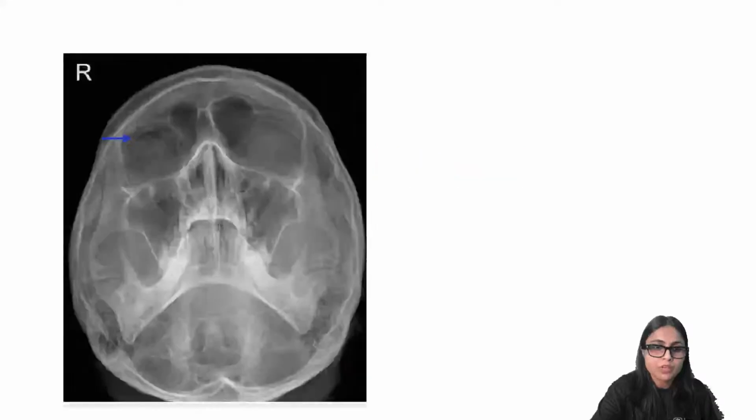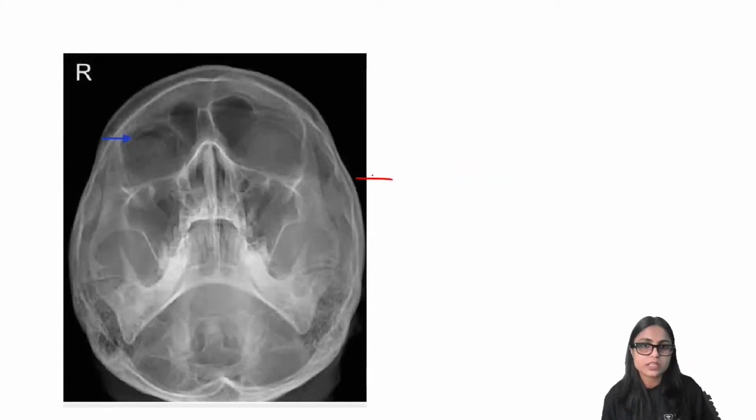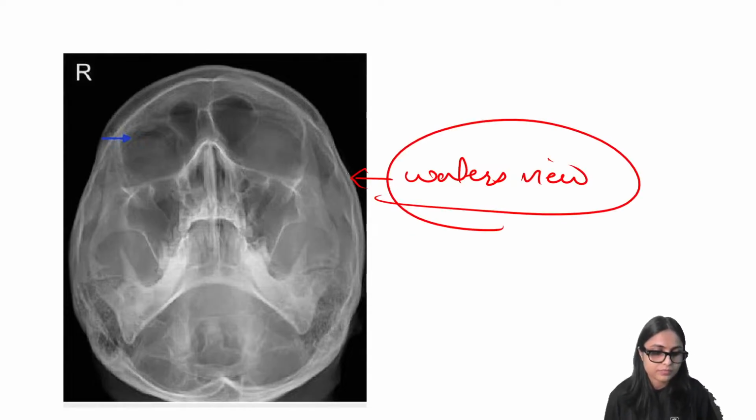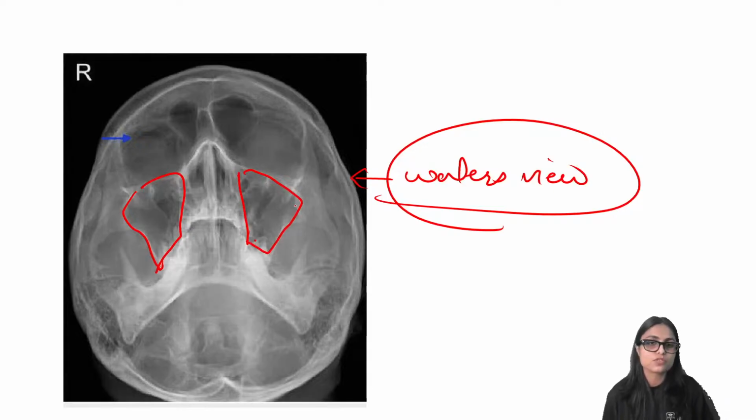All right, moving on to next. This is nothing but Waters view. Okay, in Waters view, can you see maxillary sinuses very clearly? This is a maxillary sinus and it is specifically used for viewing maxillary sinus. This is Waters view. Okay, so please remember how these views appear and what they are used for.